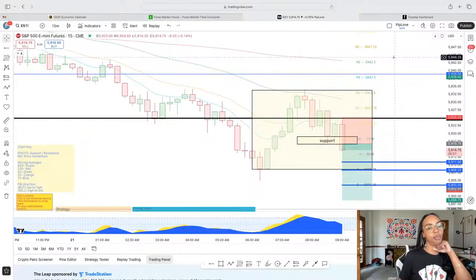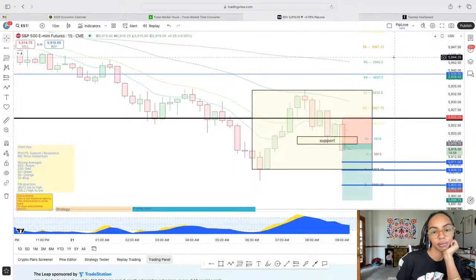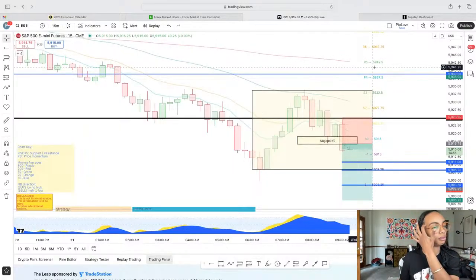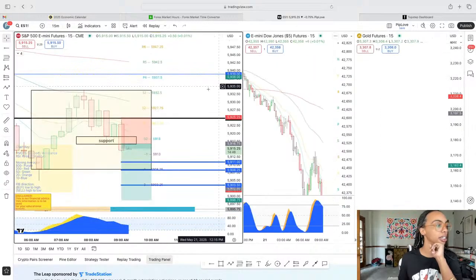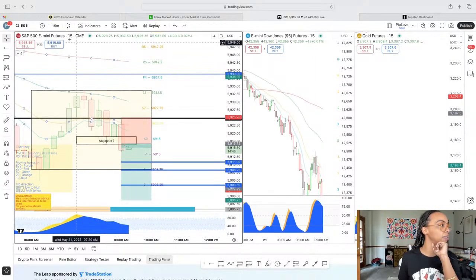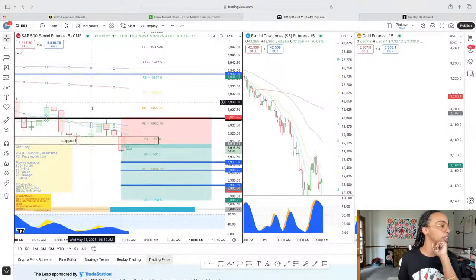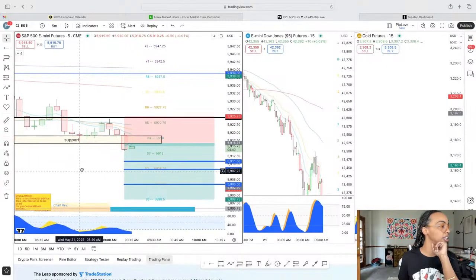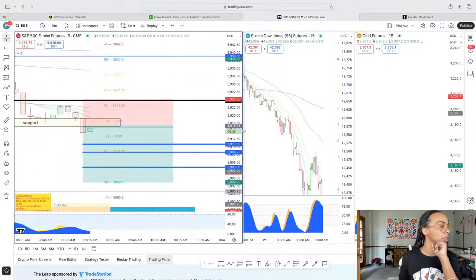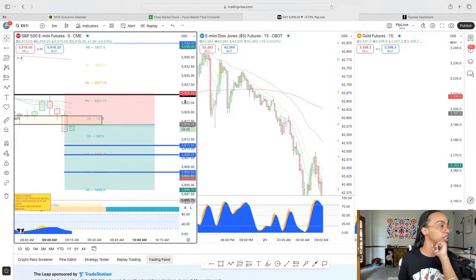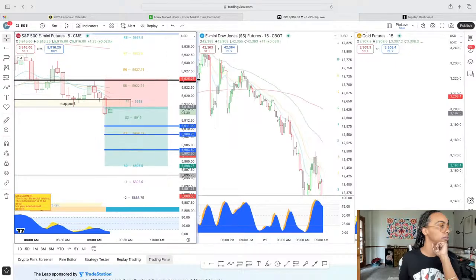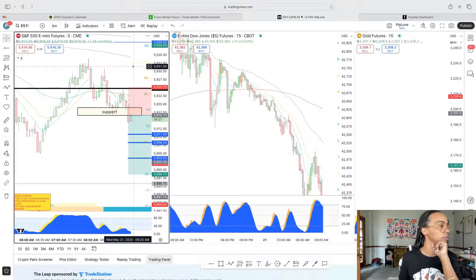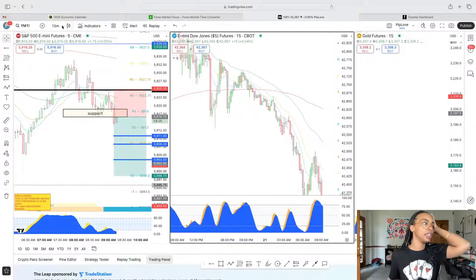I'm going to hop on over to our other pairs. Alrighty. Okay, you guys are getting it. So we kind of have this set up. I'm going to come down here to the 5 minutes so we can see it a little bit clearer, move this stuff out the way. Let's look at our other pairs here. Alrighty, the Dow.